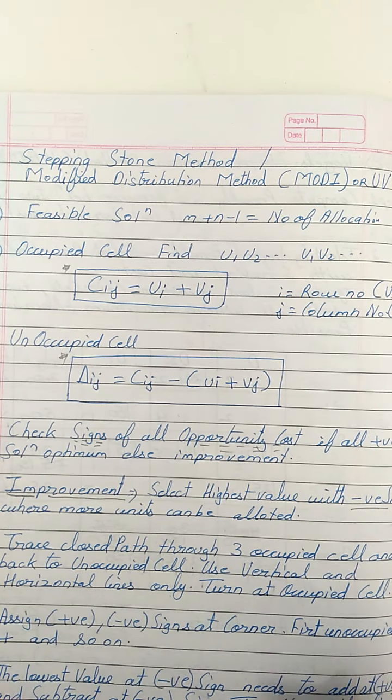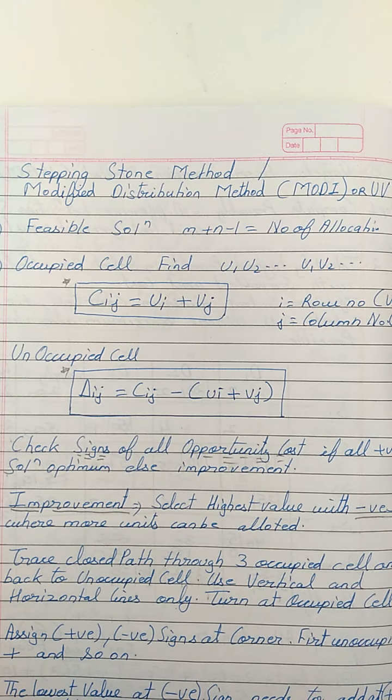Hello friends, welcome back. Today we are going to study how to find the optimal solution. Now, earlier we have studied how to find the feasible solutions. There were three methods for finding the feasible solutions. First was the northwest corner method, second the least cost method, and third Vogel's approximation method.